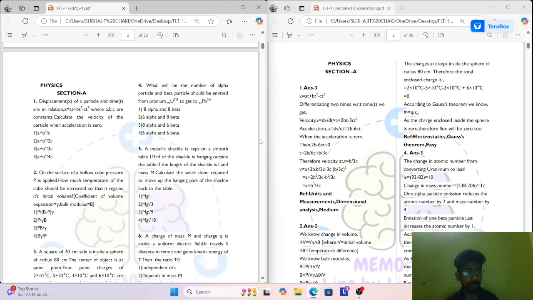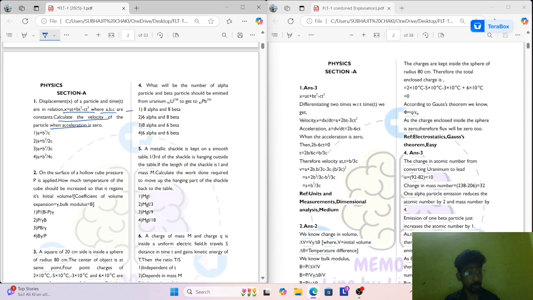Displacement of a particle and time are in relation x equals a plus bt square plus ct cube, where a, b, c are constants. Calculate the velocity of the particle when acceleration is 0. This is a question for motion in a straight line, right?